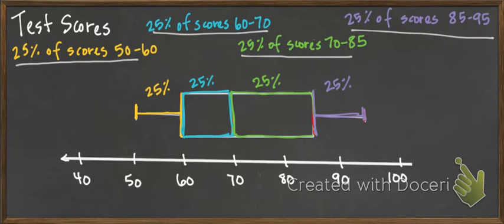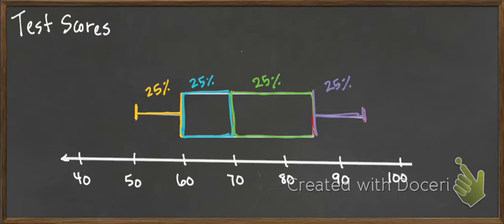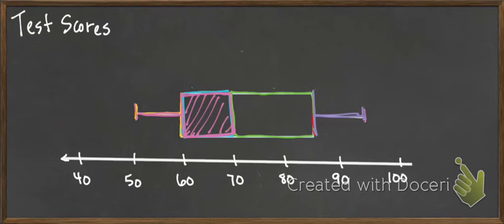What other things can we pull out of this? Well, if each of these sections contains 25% of the data, then we can combine them together to make other statements. For example, what percentage of my scores are within this pink area? Well, if it contains this 25% and this 25%, I can say that 50% of my test scores are below 70.